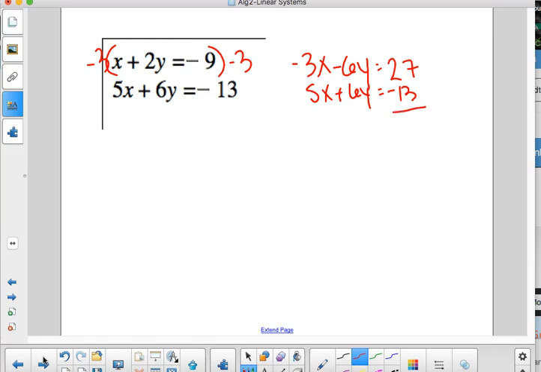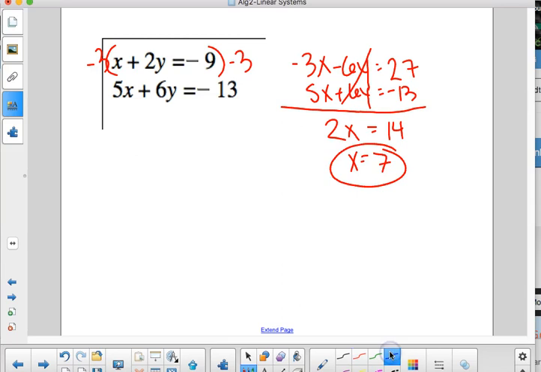So draw a line underneath them, because what is negative 3x plus 5x? Just 2x. What's negative 6y plus 6y? 0. So that's why it's called elimination, because we just eliminated our y's. And it's going to equal 27 plus negative 13, 14. Once you do that elimination, what's the only thing we have left to do to get x by itself? Divide by 2, so x is 7.